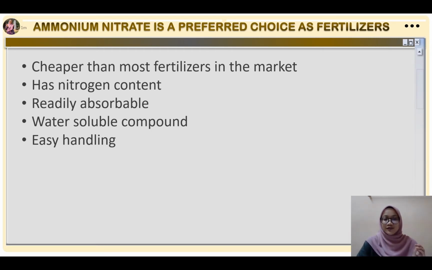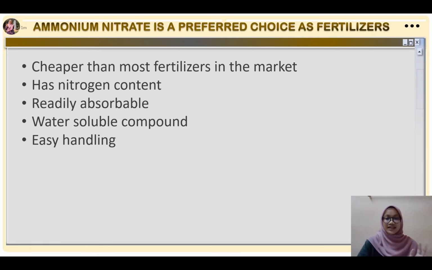The third reason is that it is readily absorbable. The forms in which plants can absorb nitrogen are NO3 and NH4. This means that this compound, ammonium nitrate, can be easily absorbed by the plants. External factors will not be needed to convert the nitrogen to something the plant can take, since it is readily absorbable.